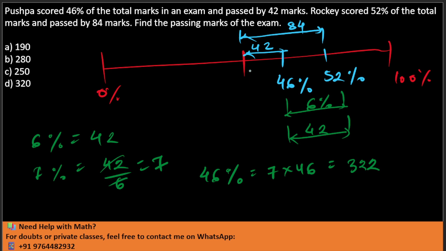But here if you see the passing mark, this 46% has exceeded this passing mark. So we have to subtract this value, all right? So passing marks will be equal to 322 minus 42, and this equals to 2 minus 2 is 0, 12 minus 4 it will be 8 and 2, so 280 marks. So passing marks will be 280 marks, that is option B.